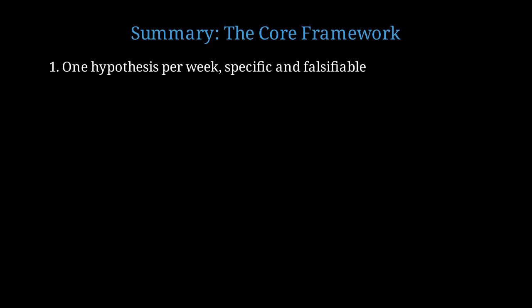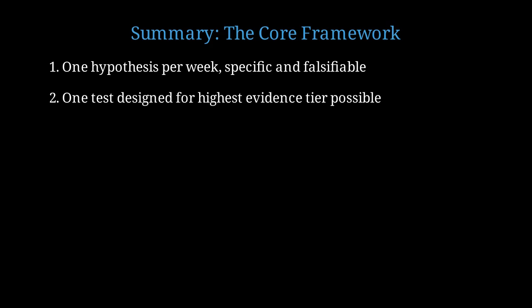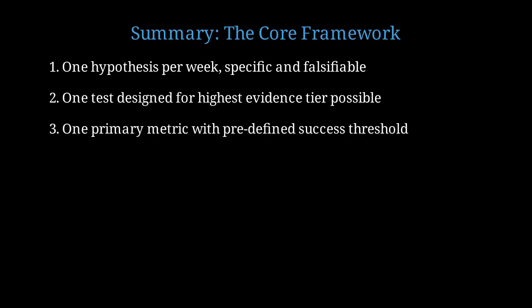Let me summarize the core framework we've covered today. 1 hypothesis per week. Make it specific, measurable, and falsifiable. Use AI to generate and refine hypotheses based on market data. 1 test designed to reach the highest tier of behavioral evidence possible in 7 days. Aim for actual commitments, not just stated interest. 1 primary metric with a predefined success threshold. Calculate required sample size using proper statistical methods. 1 binary pivot rule committed before the test. Continue or pivot based purely on whether you hit your metric threshold.